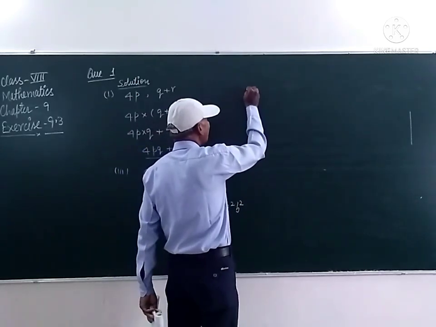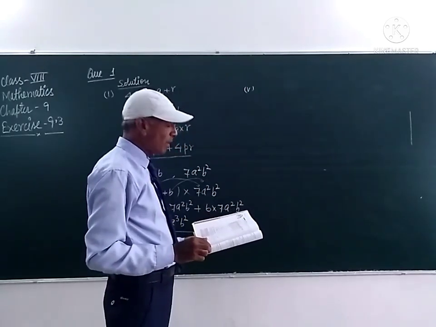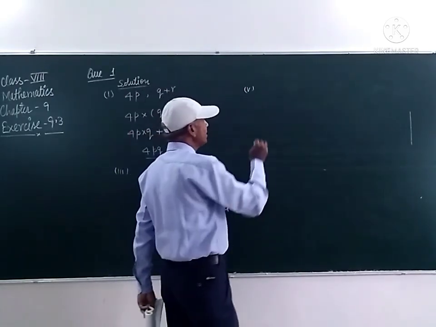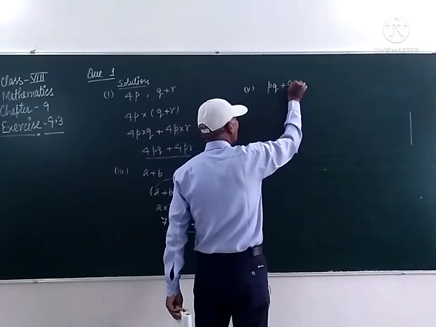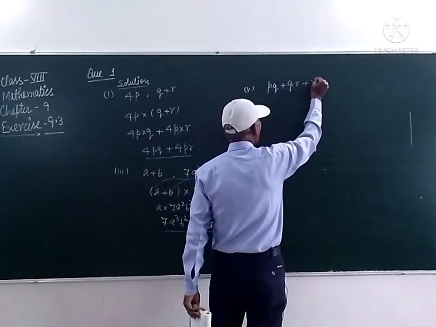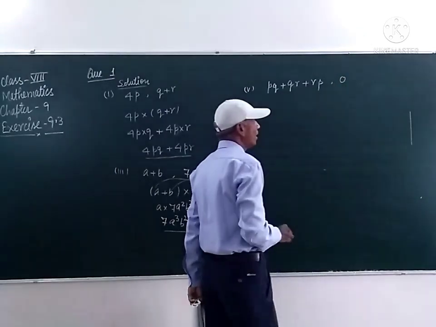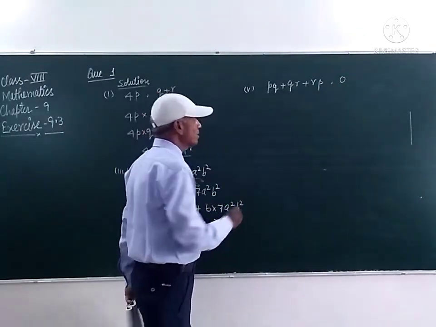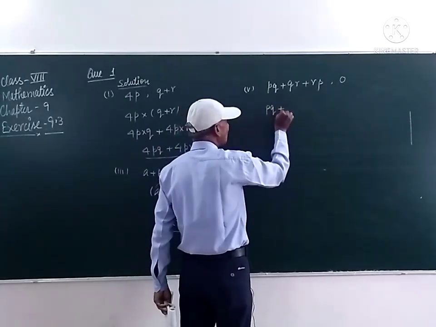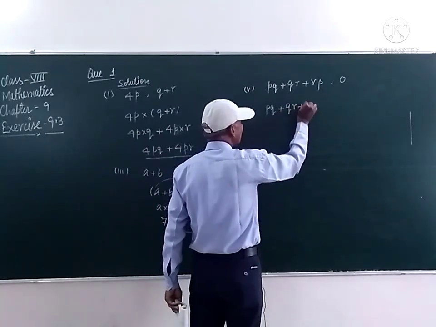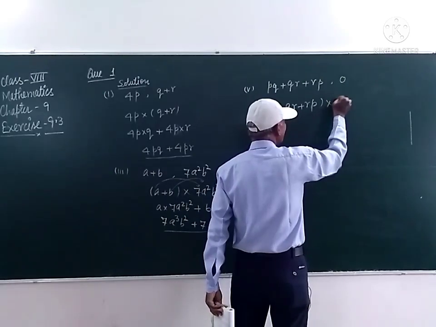Now the fifth part of the first question, that is PQ plus QR plus RP multiplied by 0. PQ plus QR plus RP is the first expression and the second expression is 0, students. Now we have to multiply these two expressions. So first of all we have to put PQ plus QR plus RP in a bracket and multiply it with 0.